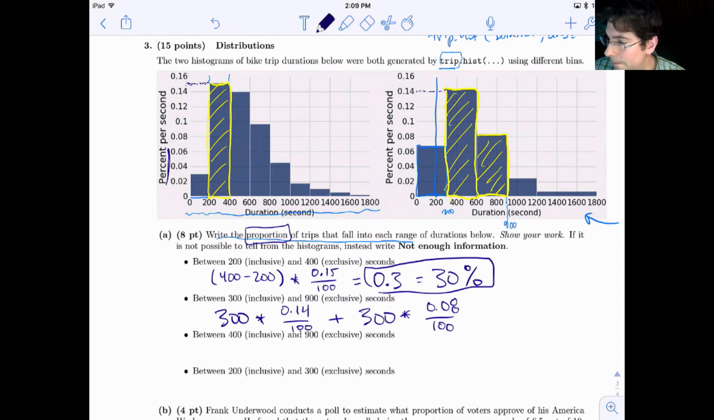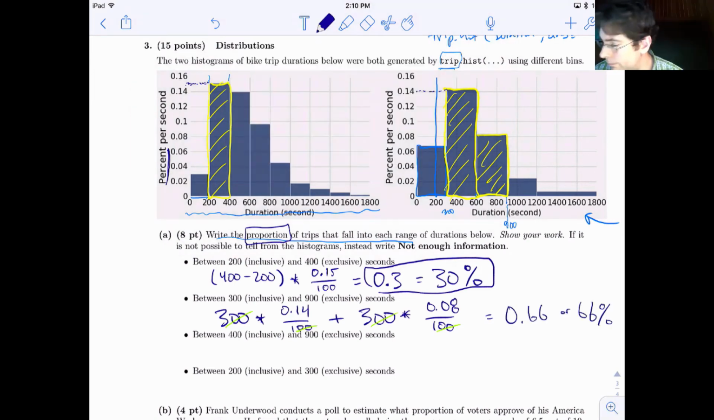So, you can cancel out all these zeros again. You get 3 times 0.14 is 42%. Another 3 times 0.08 is another 24%. And you end up with 66%. Okay. Now, this is between 400 and 900.